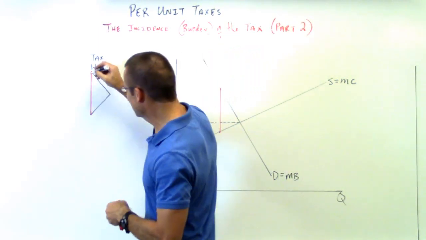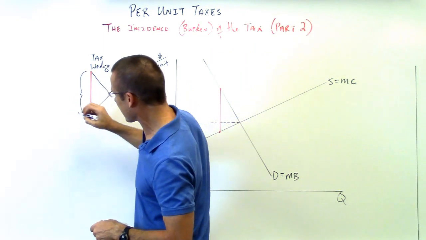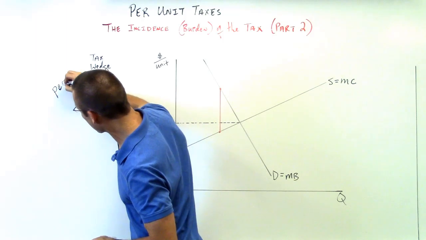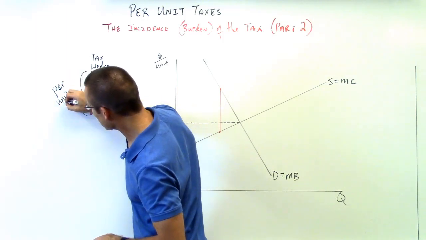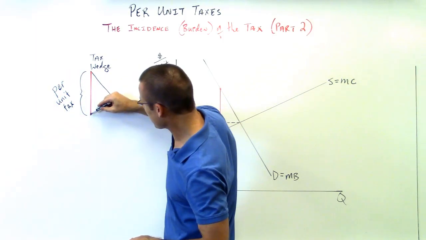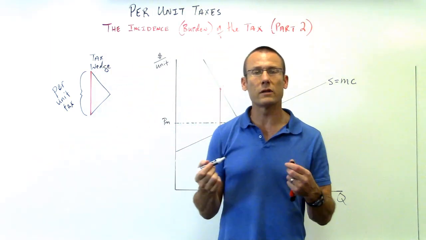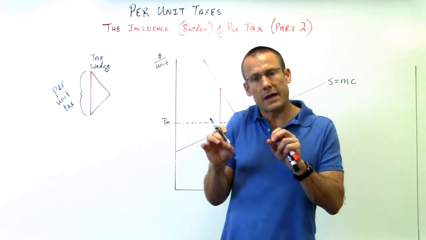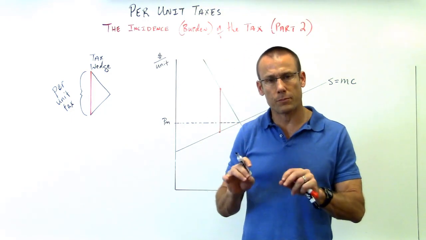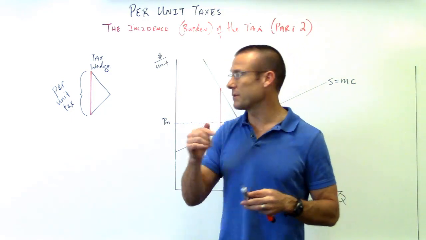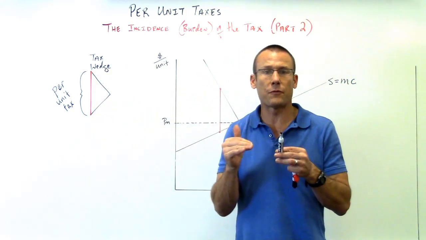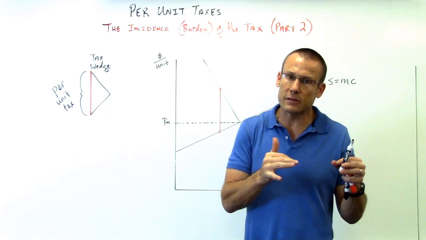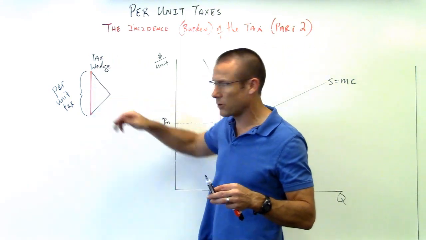Why? Because this vertical distance right there is the per unit tax. So this vertical distance is the per unit tax, and what is it doing? It's separating the true price to the consumer and the true per unit revenue to the producer. Why? Because the government is getting this amount. So the amount that the consumer pays in total can't be the per unit revenue after the tax, because this is the per unit tax.